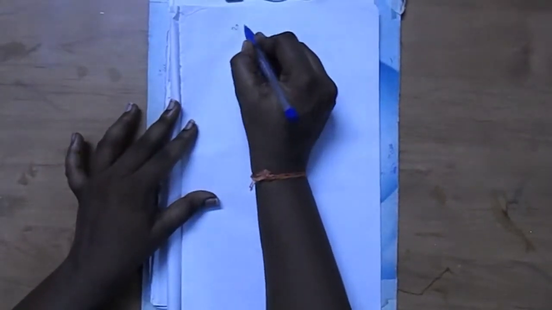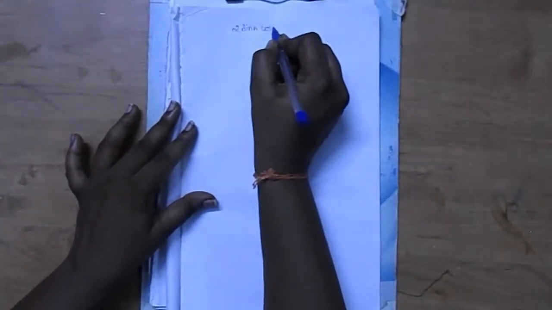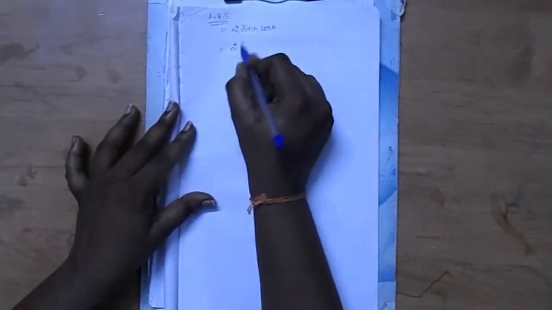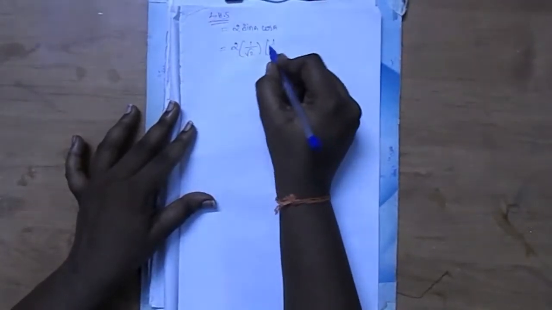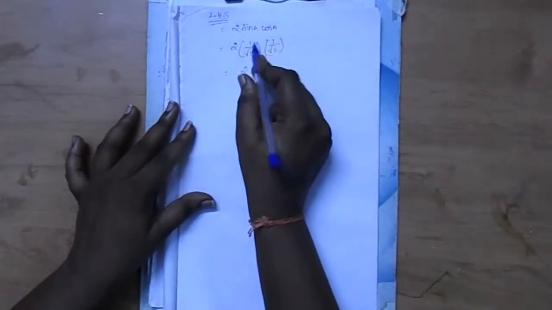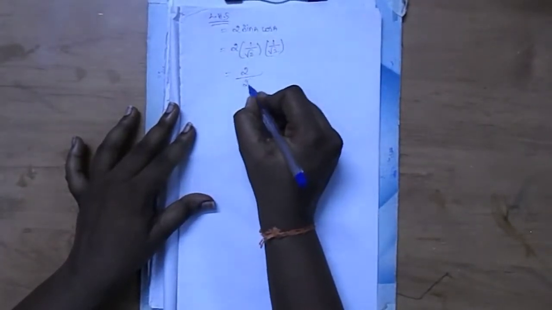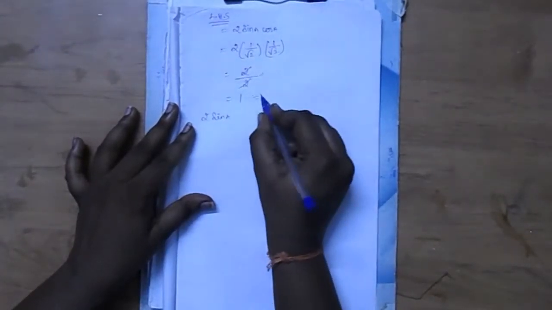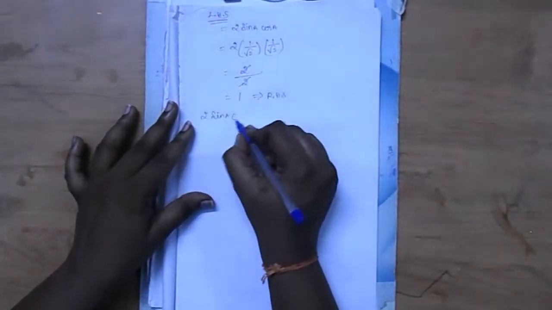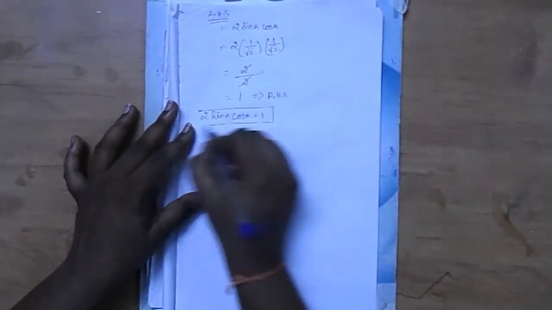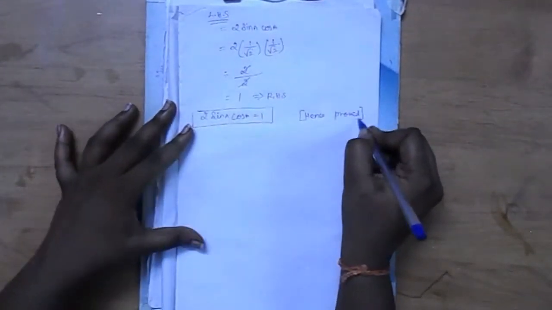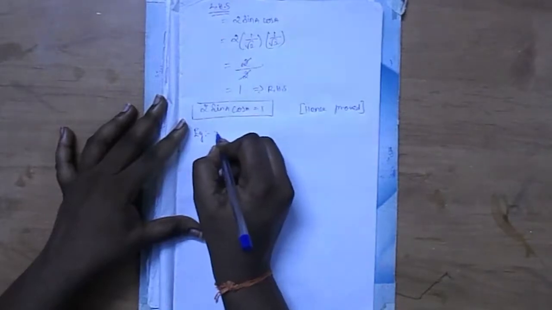Next, 2 times sin A cos A. I consider only the LHS. So, 2 times sin A value is 1 by root 2 and cos A value is 1 by root 2. So, 2 into 1 into 1 is 2. Root 2 into root 2, we get 2. 2 will be cancelled. Answer is 1. So, we get the RHS. Therefore, 2 sin A cos A equal to 1. Hence proved.